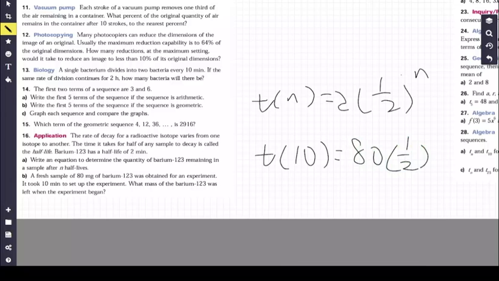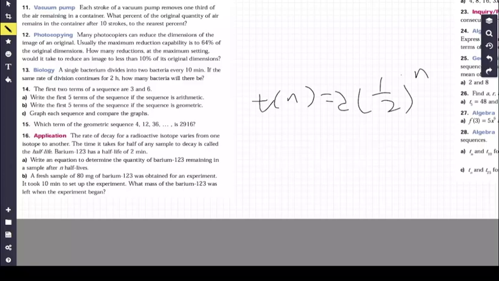However, we look at n and ask, what is this? It's 10 over 2 minutes, so we forgot to write that. 10 over 2 is 5. So 1 over 2 to the 5th power is actually 1 over 32. That's just an exponential law that you should know. So this is 80 times 1 over 32, which gives you 2.5. We can therefore write a conclusion statement: after 10 minutes, only 2.5 milligrams of barium-123 is left in the sample.